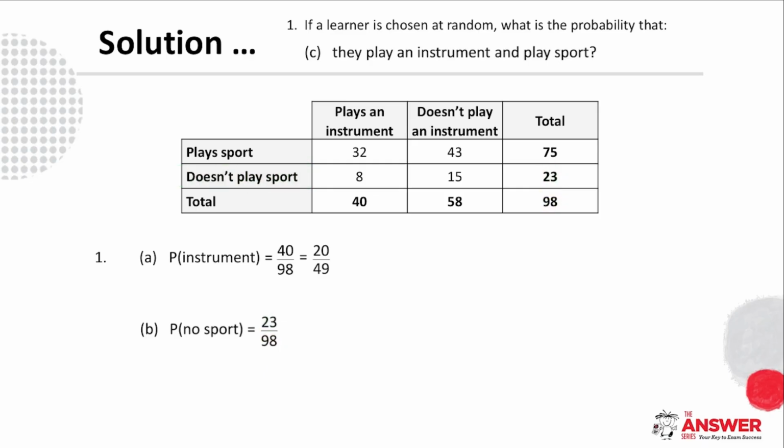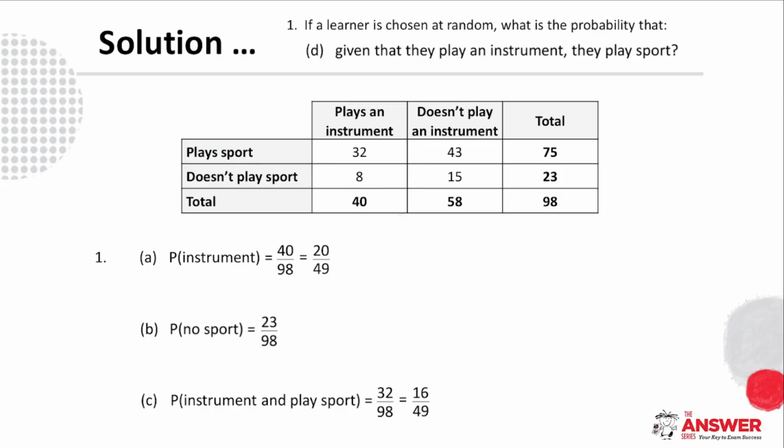For C, the probability of playing an instrument and sport, we can see these two parts of information, plays an instrument and plays sport, meet over here. And so we can say that the probability is 32 over 98, which then simplifies to 16 over 49. For D, the probability of playing sport, given that they play an instrument, well, here we can only consider the learners who play an instrument, and so the probability in this case is 32 over 40, which simplifies to 4/5.